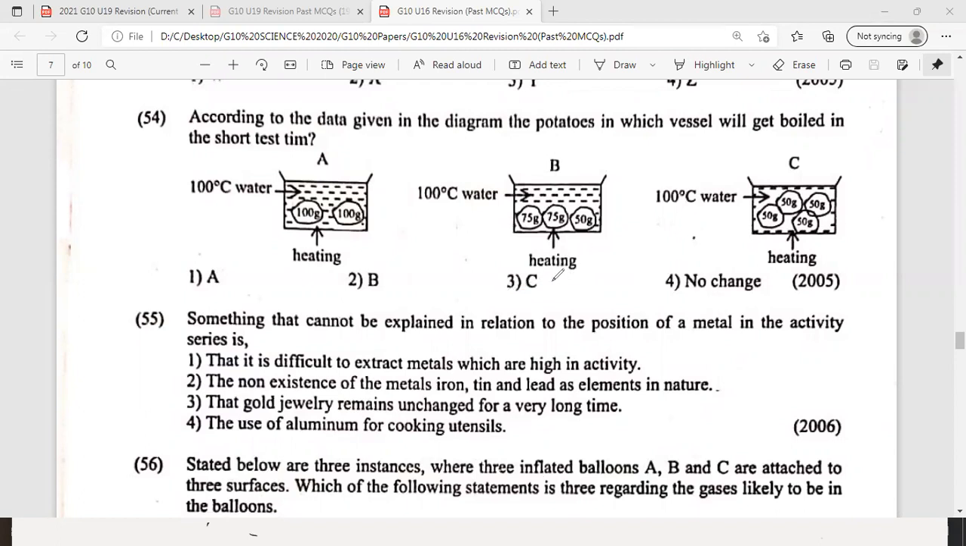This is 2005 O level. In C, what happened? It's more small pieces. That means what? More surface area. Actually, why when making the curry do we put curry powder, right? Kaha kudu, lunu kudu, miris kudu, tunapaha kudu. Why powder? Can't we put large pieces?